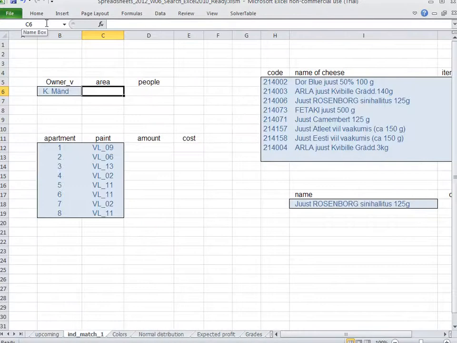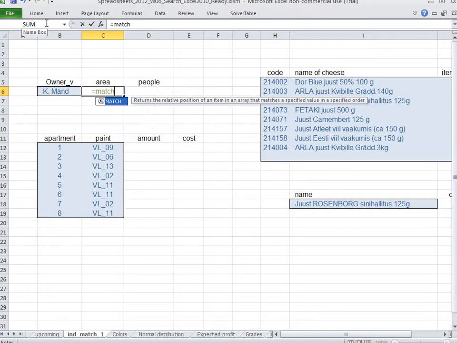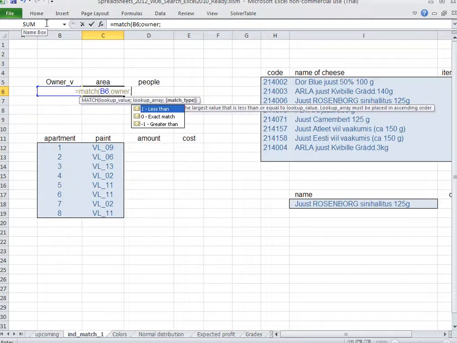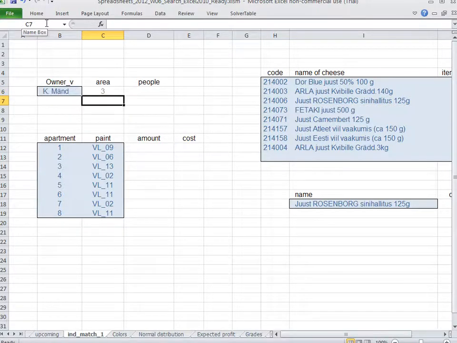So what we do is we write the first match. We want to know on which row in the owner's block K-Mind is. So we say match B6 semicolon, and the block is called owner. Now we have to put down a 0. And in this lesson we're actually finally going to discover the alternative to 0. And we say enter. And it tells us that K-Mind is on the 3rd row in the owner's block.